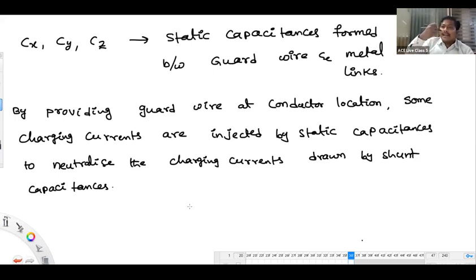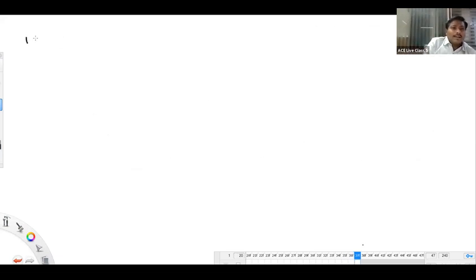That's it. Now, our aim, let us say, is 100% string efficiency. Let's say our aim is to make the string efficiency equal to 100%. What you should do? You should make the voltages V1, V2, V3, V4 equal.